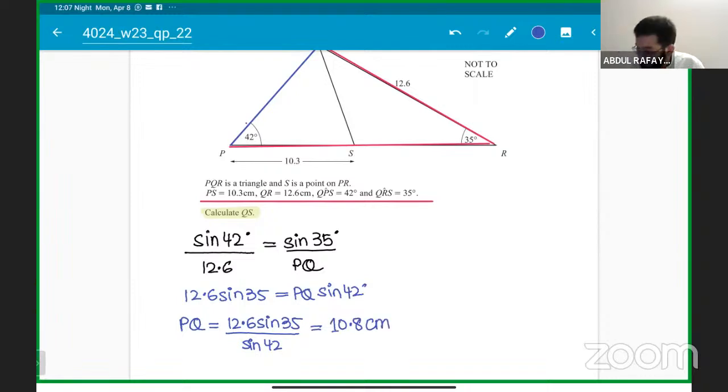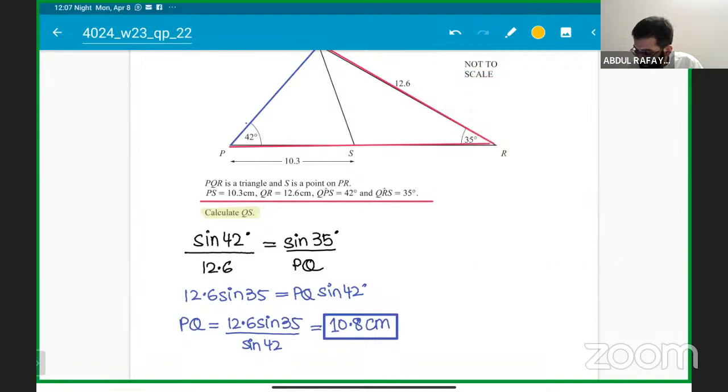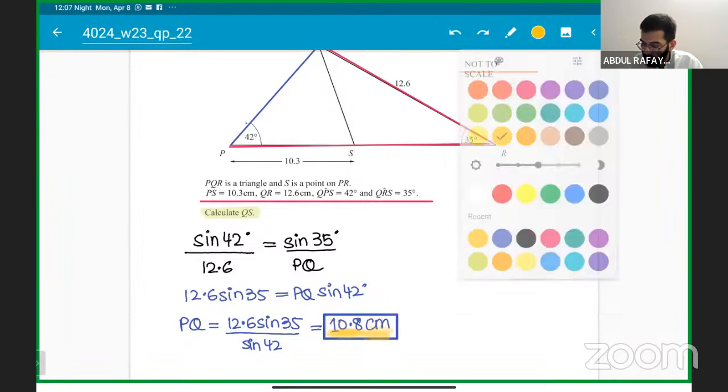Hope everyone got this. There's almost 2 marks. You will get 2 marks for this, I'm sure. 2 marks we can expect for this. 10.8 is basically the PQ measurement. Hope everyone got this, guys. Clear? Everyone understood? Any technicalities?